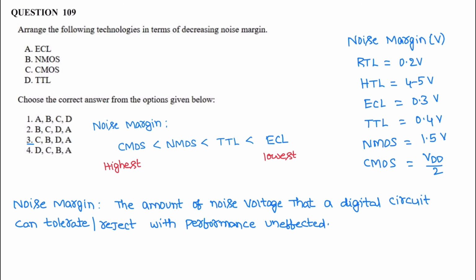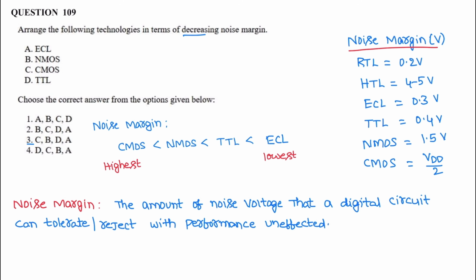Question number 109. Arrange the following technologies in terms of decreasing noise margin. We know that noise margin is the amount of noise voltage that a digital circuit can tolerate or reject with performance getting unaffected. So the noise margin for RTL, resistor transistor logic, is 0.2 volts, for ECL 0.3 volts, for TTL 0.4 volts, for NMOS it is 1.5 volts, for CMOS noise margin is half of supply voltage.